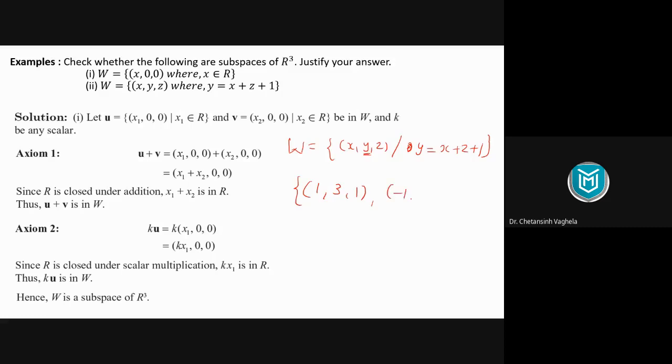Similarly, let's take (-1, -1, -1). Do you think this will be a member of W? What is your y coordinate here? -1. So it should satisfy this condition. The x coordinate, that is -1, plus the z coordinate, that is -1, and plus 1. So -1 plus 1 will be 0, and we have -1 equal to -1. That means this condition is also satisfied. That means (-1, -1, -1) is also a member of W. Right? So I am giving these two examples just to make you understand what kind of vectors will be part of your W.